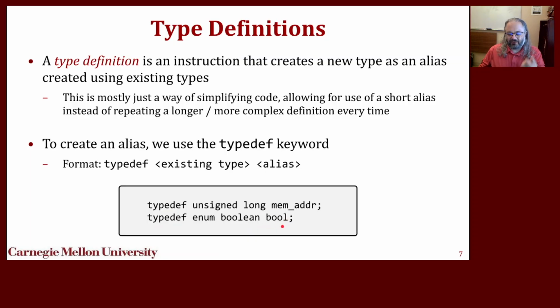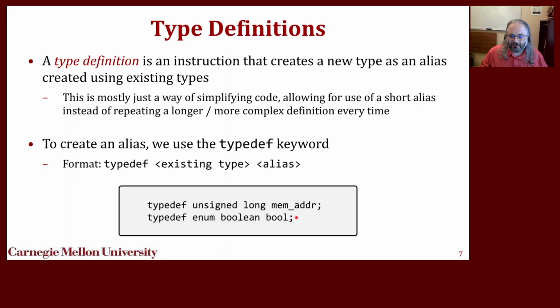Bool is exactly what's defined in the standard Boolean library, and this is in fact how it's defined. They create an enumeration that supports two types, false and true, with values 0 and 1. They use a typedef to create the type bool.